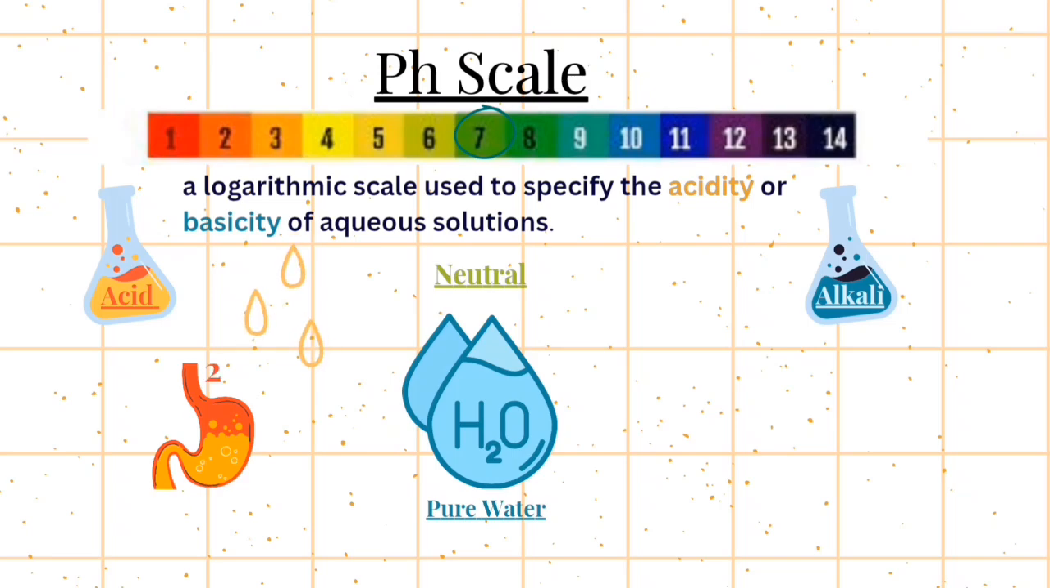Acid urine has a pH around 3. Then for alkaline, washing up liquid has a pH of around 10. And aerosol spray has a pH around 12.